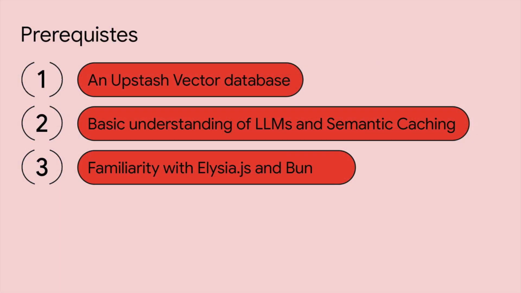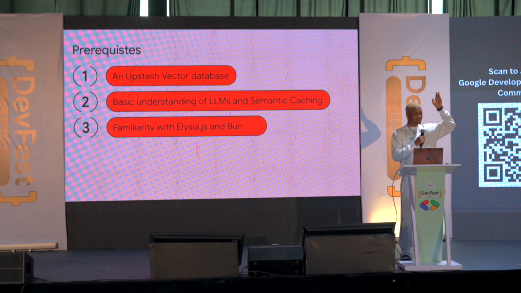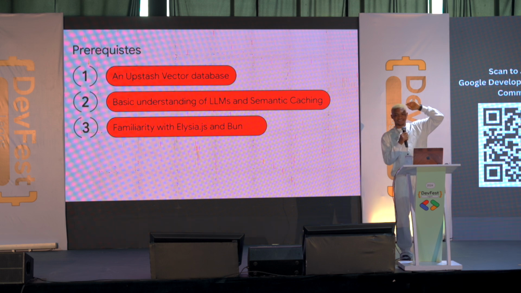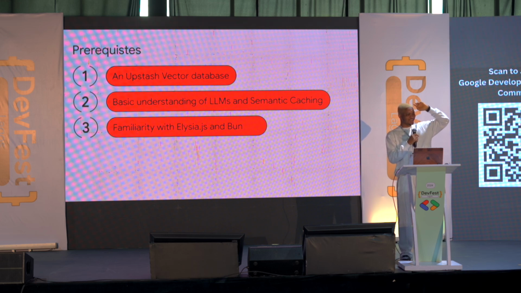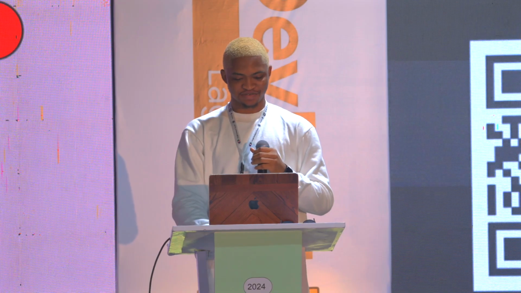So, prerequisites: an Upstash Vector database, and a basic understanding of LLMs and semantic caching. Who here knows the full meaning of LLM? Large language model. Okay. Also, familiarity with Elysia.js and Bun. If you have experience using Express, it's basically the same thing. I don't know if you know of the Bun hype. If you write JavaScript here, you've probably heard of the hype. So yeah, I'm using Elysia.js for this.